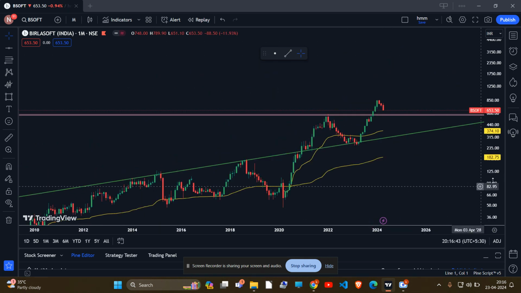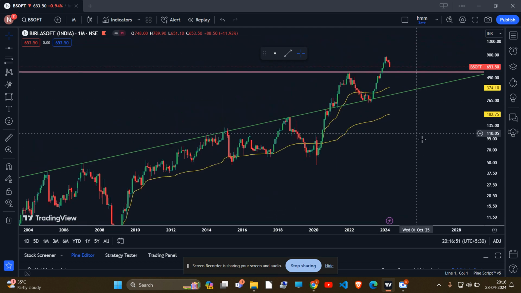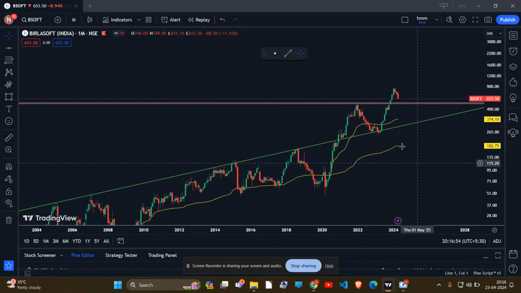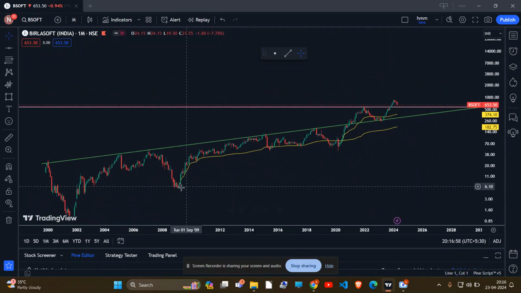Even here, when it broke out from this anchored VWAP and the neckline of this double bottom pattern, it gave a good rise over here on monthly time frame. So this has been a very important anchored VWAP point, and so it must have got accumulated well at this point in 2019. Someone must have accumulated it well over here.